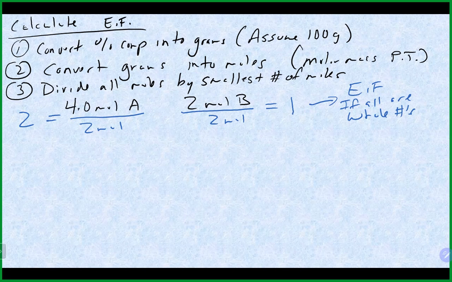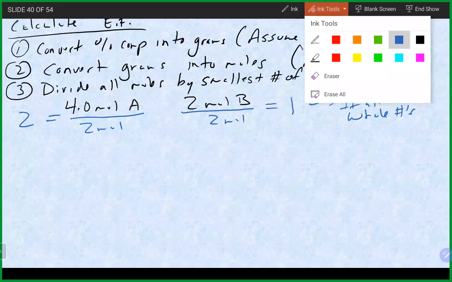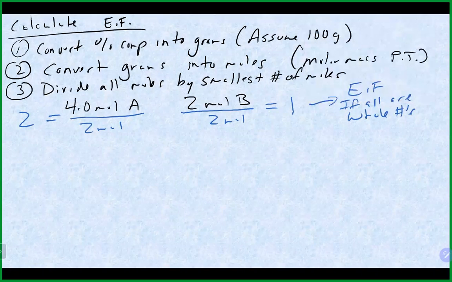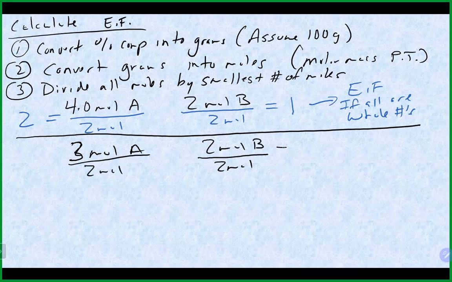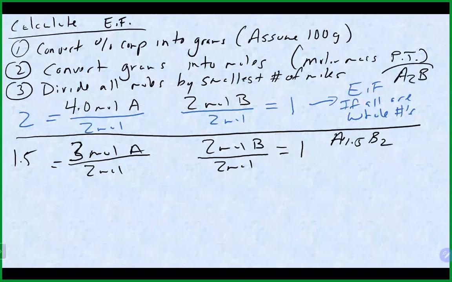So let's just say, for example, instead of 4 moles of A, we ended up with, when we calculated it, 3 moles of A, and we still had our 2 moles of B. Now, in this case, when we divide everybody by 2 moles, which is the smallest, and it's always the smallest you want to divide by, that gives us 1 for B, but 1.5 for A. This would give us an empirical formula of A 1.5 B 2. By the way, up here, this would give us an empirical formula of A2B.